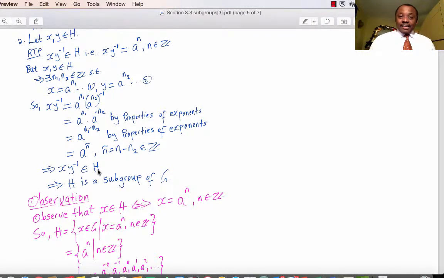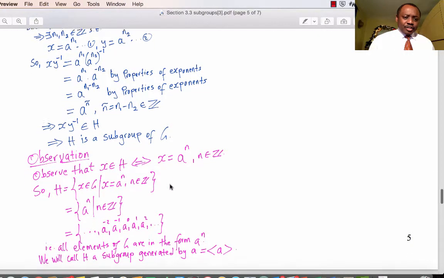It's not empty. For every x, y in H, xy inverse is in H. Therefore, we conclude that H is a subgroup of G. As easy as that. And I would expect you to do this for many subsets of a given group G.